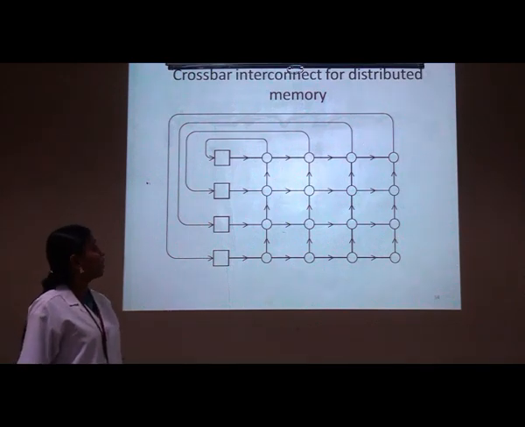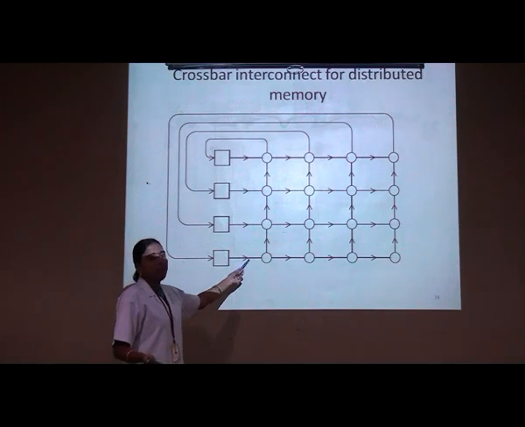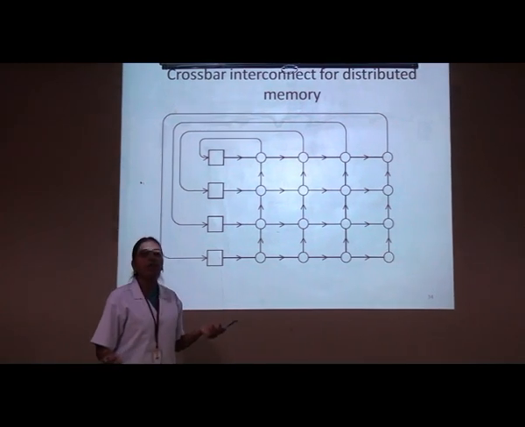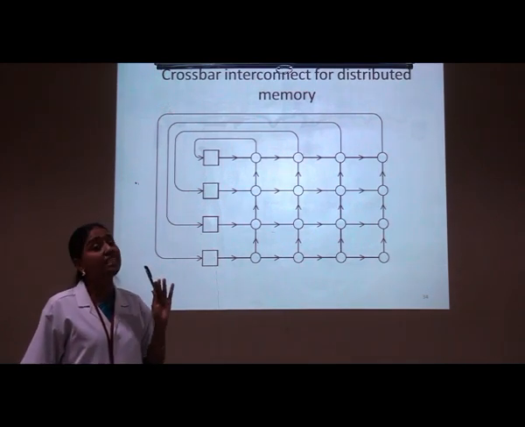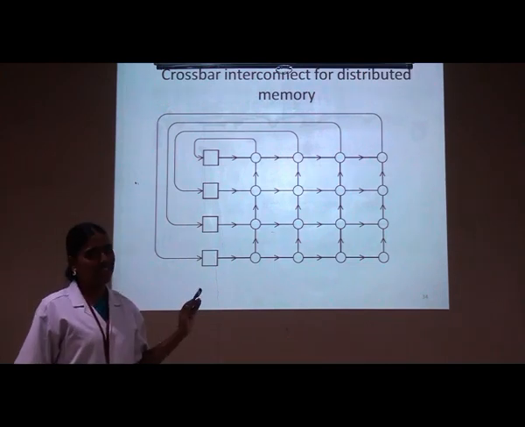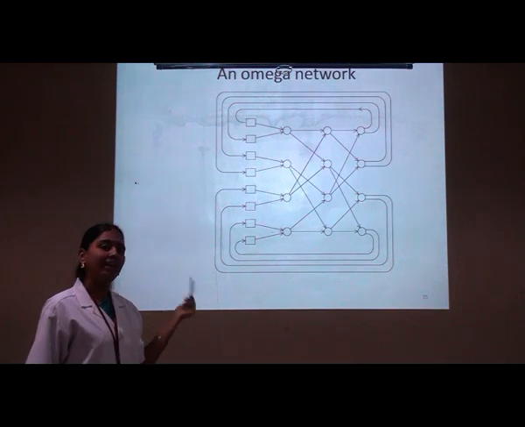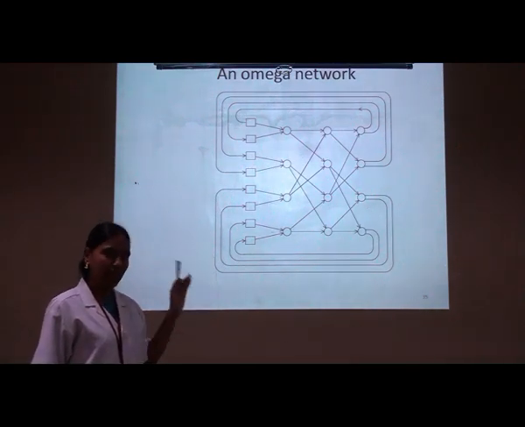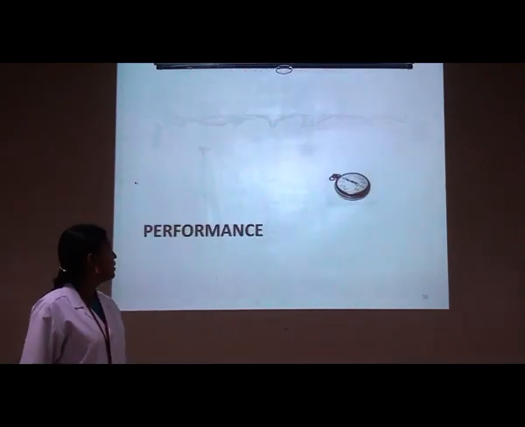This is the example for crossbar. Here what will we be having? We will be having incoming link and outgoing link. So communication may take place with the help of incoming and outgoing links, with the help of a switching network, not switches alone. With the help of a switching network, communication is taking place. Next, this is the example for omega network. Here also the same principle: incoming and outgoing with the help of a switching network.